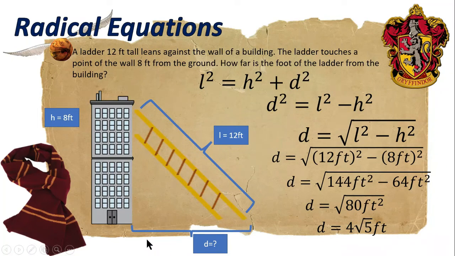Therefore, the measurement of this is 4 square root of 5 feet. Okay, and that is approximately 8.9 feet. Okay, let's go to another example.